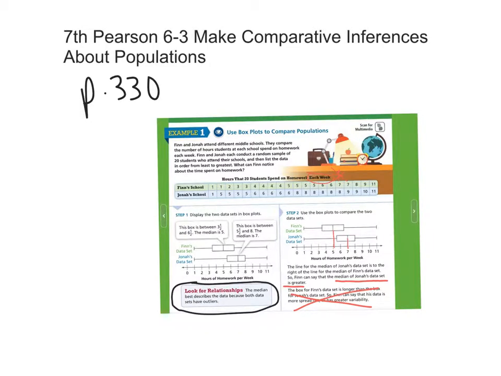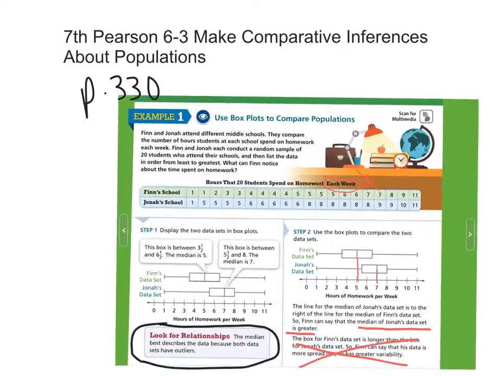Lesson 6.3 is on making comparative inferences about populations. We're going to start out here on page 330. There will be some things where the book has statements that I'm going to either modify or completely disagree with, so make sure you keep track of what we're doing.